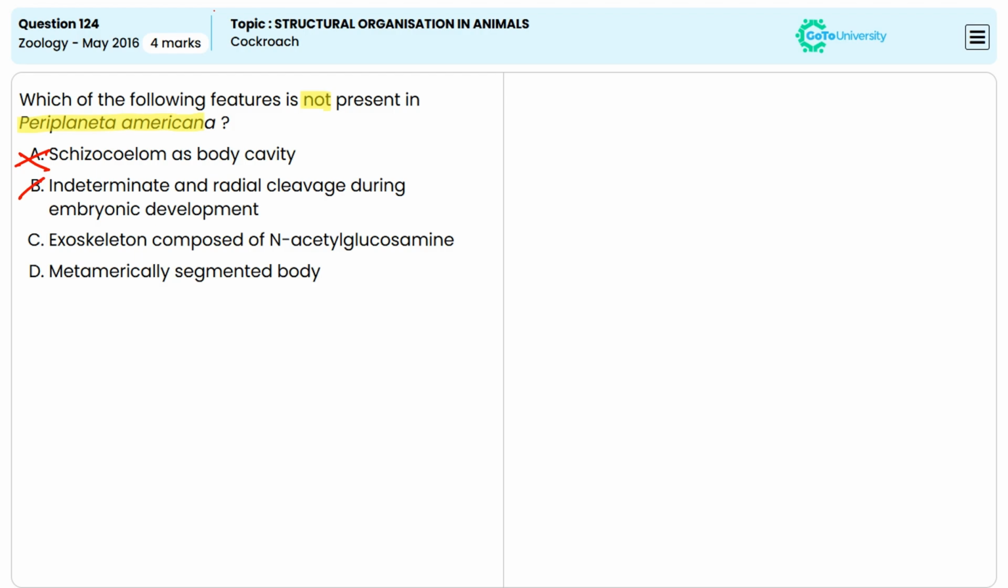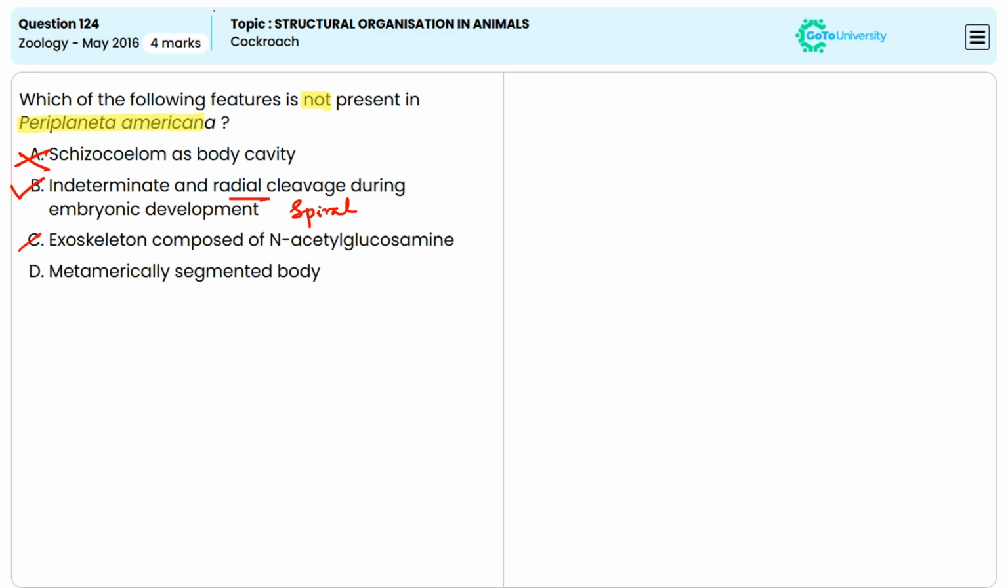Option B, indeterminate and radial cleavage during embryonic development. This is an incorrect statement because this feature is not present in Periplaneta americana. That is, indeterminate and radial cleavage is characteristic of deuterostomes, that is, echinoderms, chordates, etc. Periplaneta exhibits determinate and spiral cleavage during embryonic development. So that means option B is the correct answer because it is not present in Periplaneta americana.